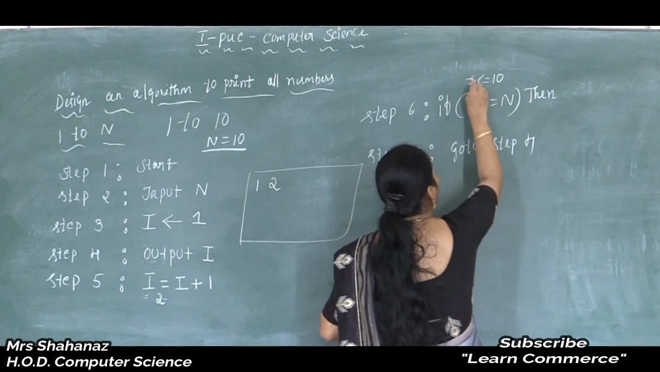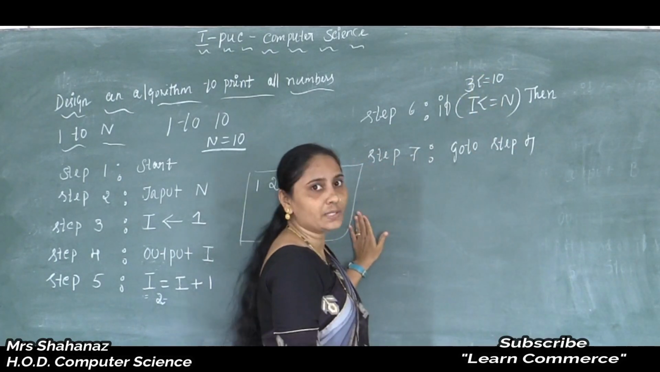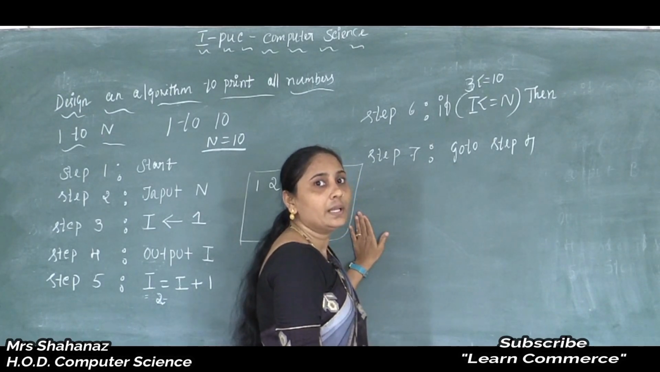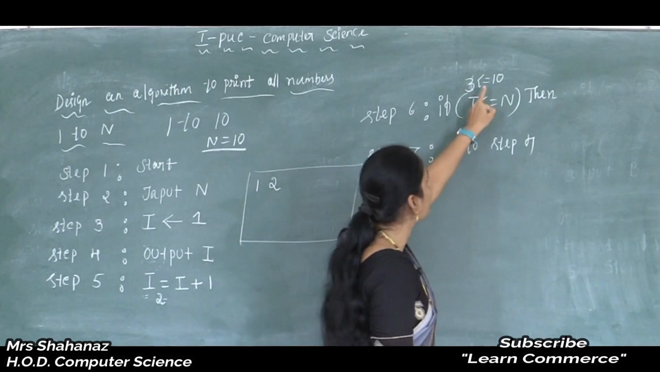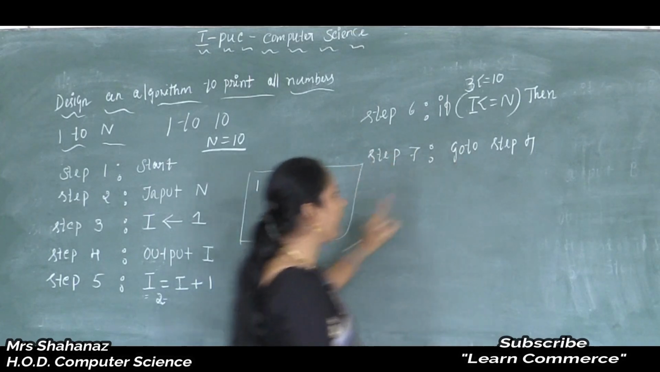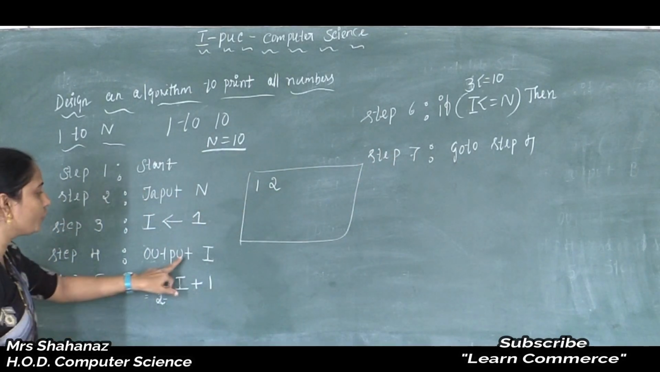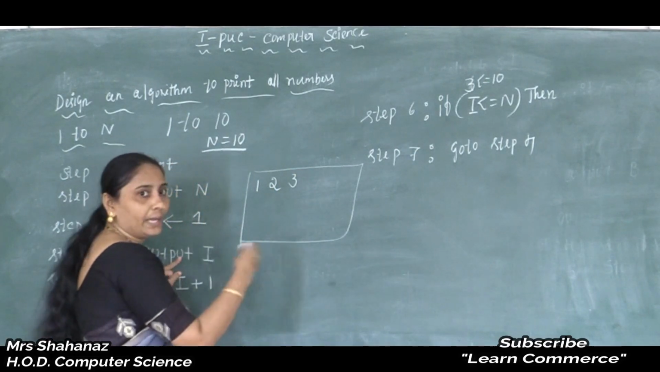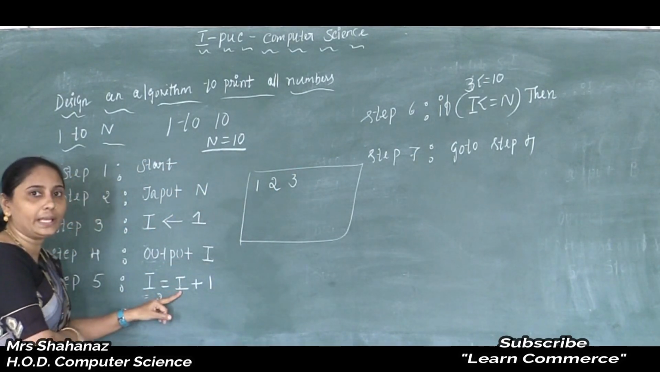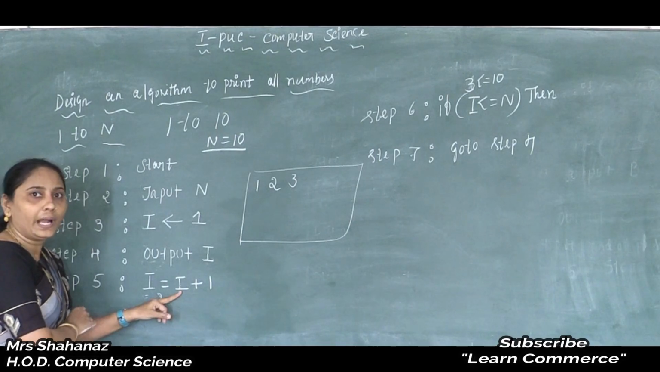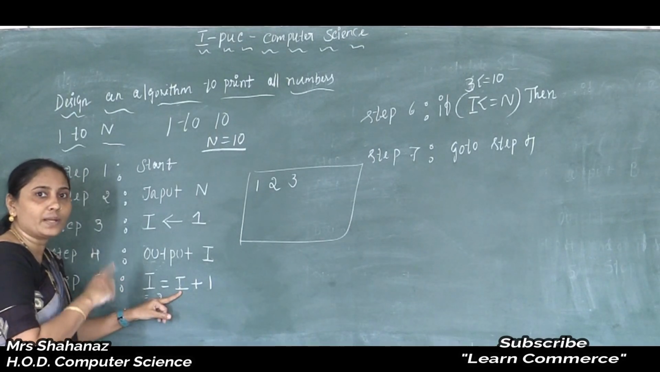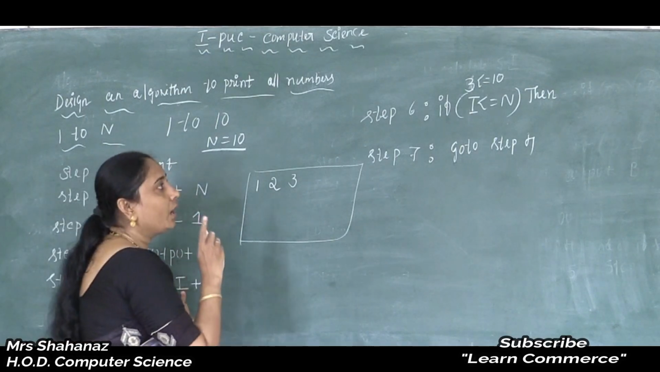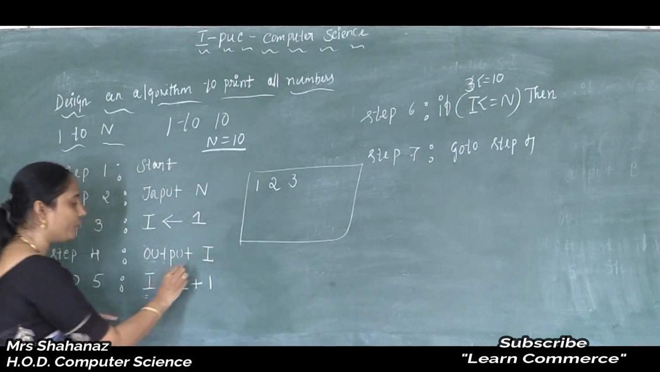Next, the value 3 is less when you compare it with the 10 here. As the value is less, the condition is true. If it is true, again you have to go to step 4. That means it is going to print the value 3. So like that, one by one it is going to increment the variable I, plus 1 plus 1 plus 1, until the I value reaches the value 10.